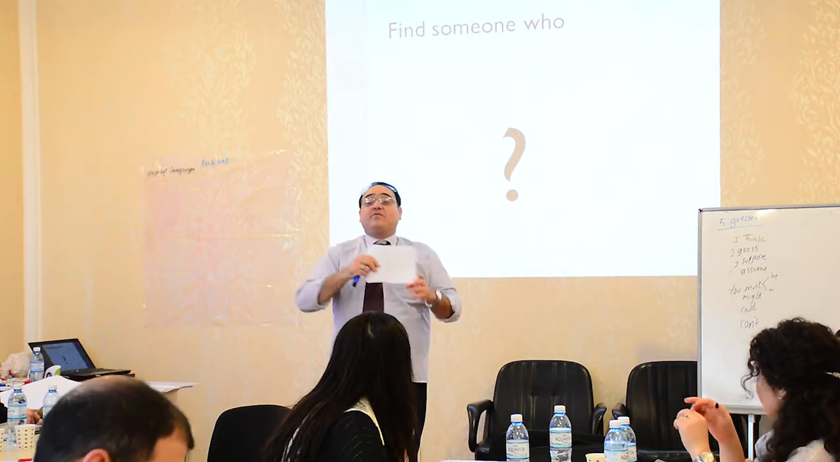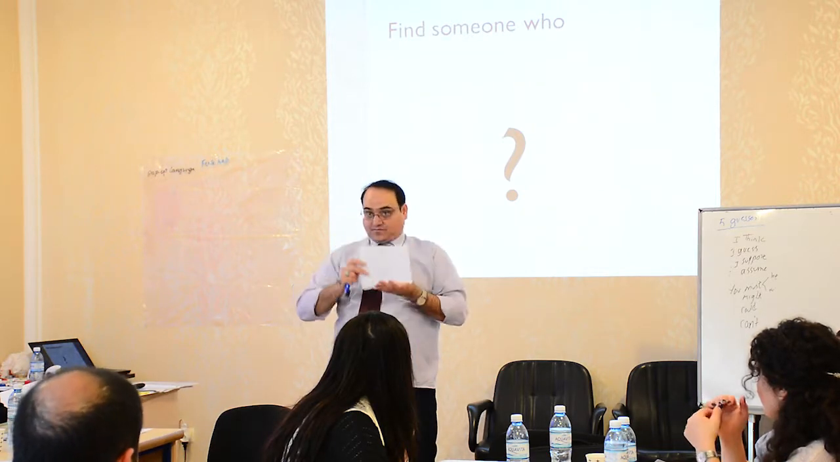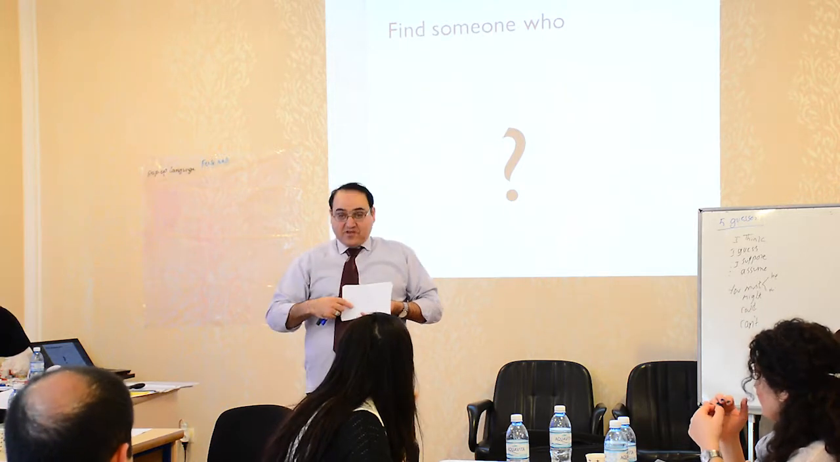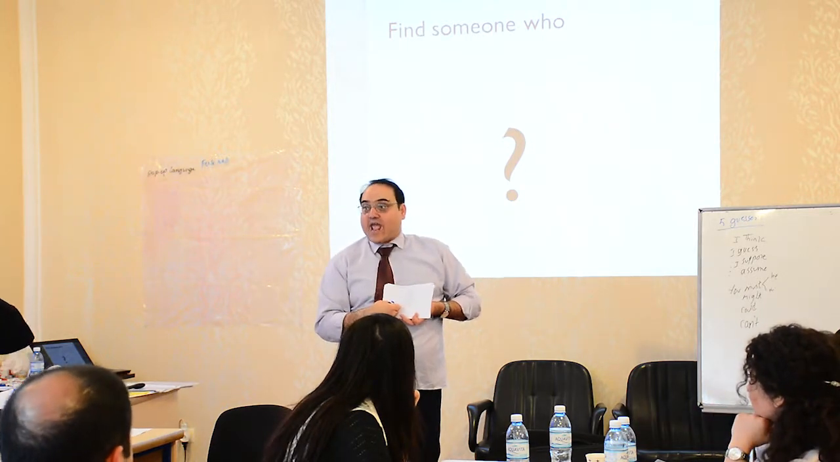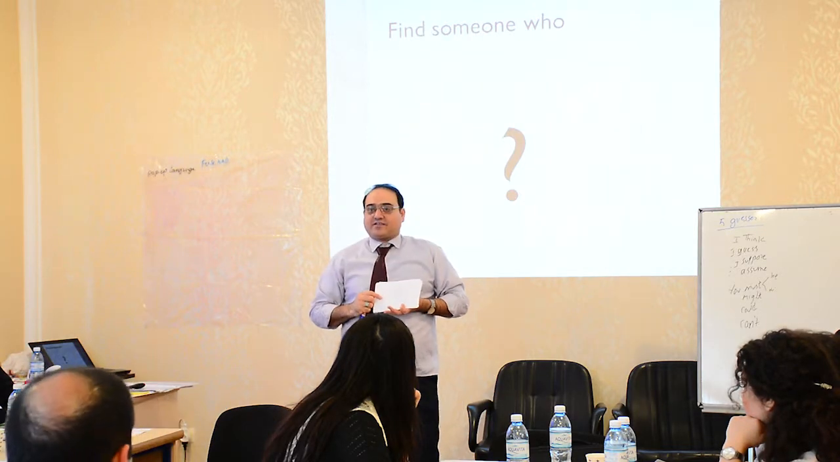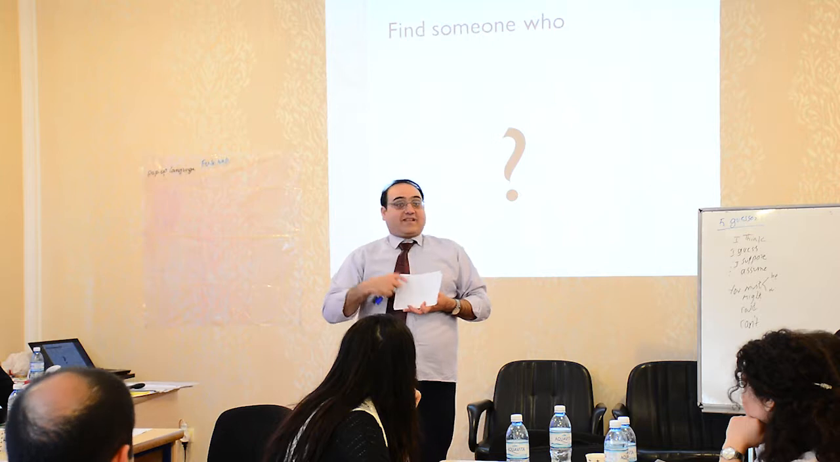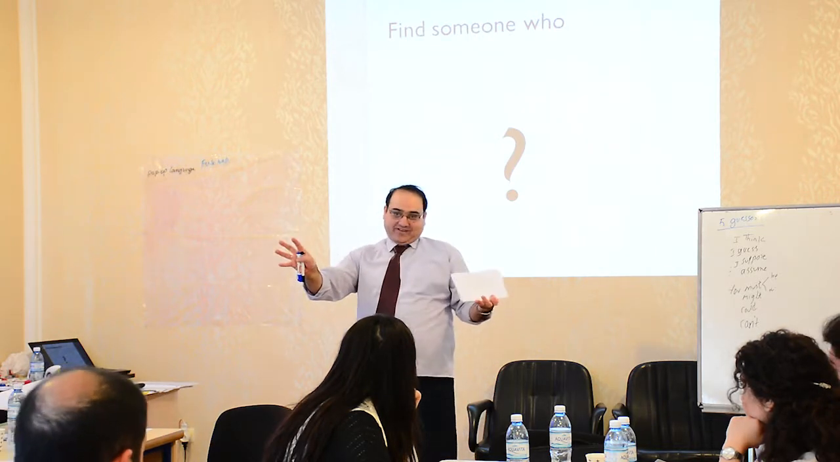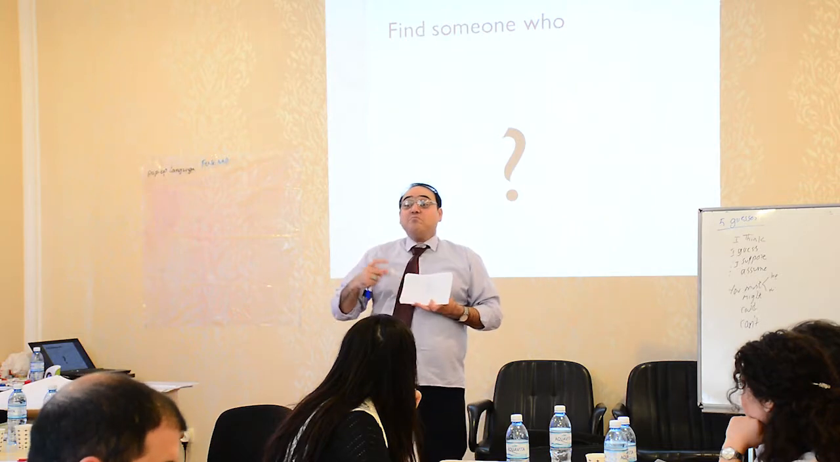So, what is the name of this activity? Find someone. What do you do? You find people and you write their names. I give you 4 or 5 minutes for this. There are 17 items. You don't need to write them all, but at least I need 5 names. If you write more, you'll be the winner. So, it's a mingling activity.